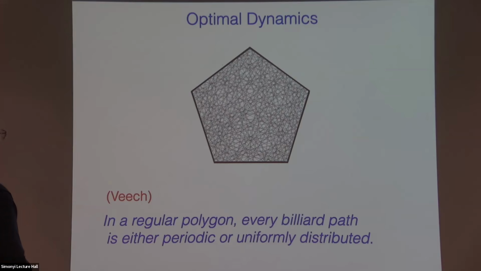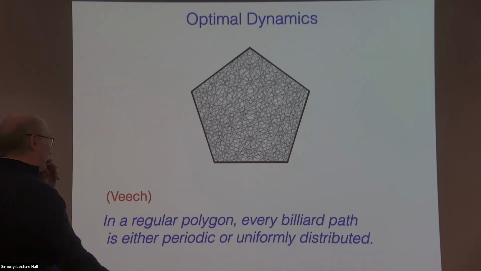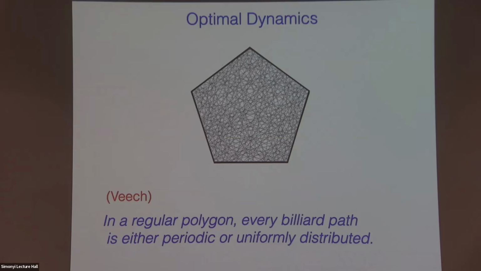Now, the theorem, which goes back to Veech, is that in a regular polygon, every billiard path is either periodic, it comes back to where it started, or it's uniformly distributed. There's a very sharp dichotomy between completely determinate behavior, periodic, and completely chaotic behavior. And in this case, I say that the billiard has optimal dynamics because of this sharp division. This doesn't hold for typical polygons, but it's true for these very special ones. These special ones are like rare jewels.